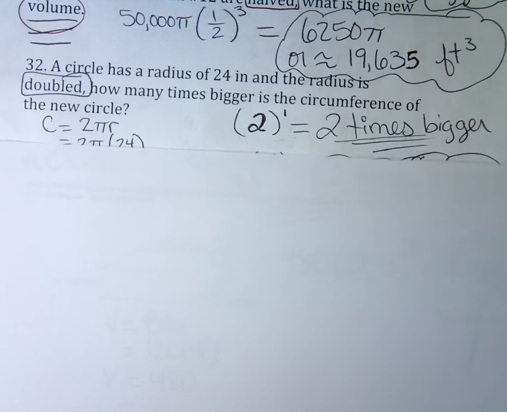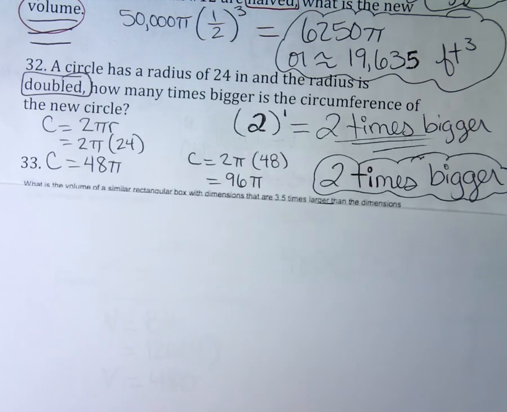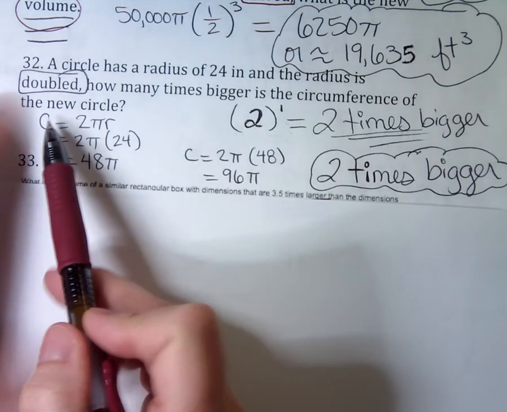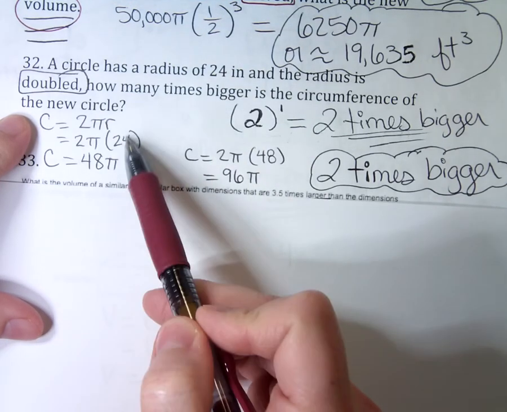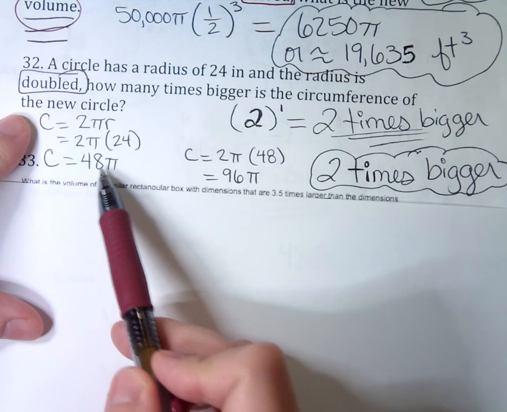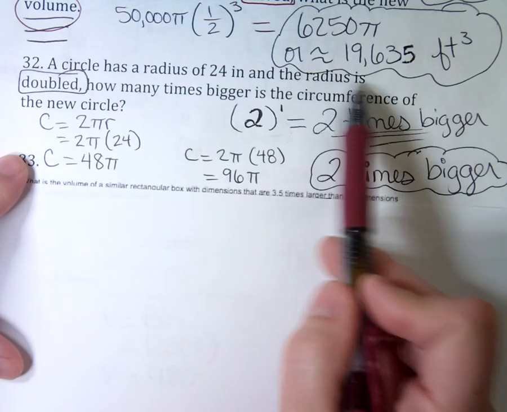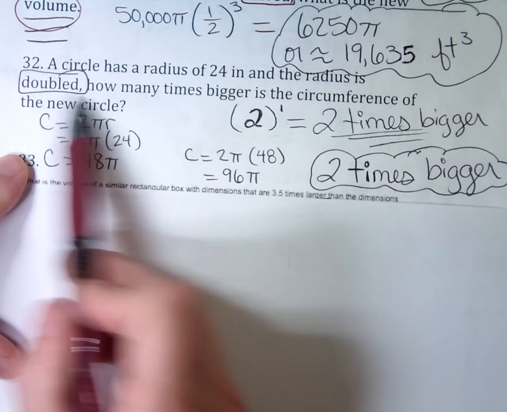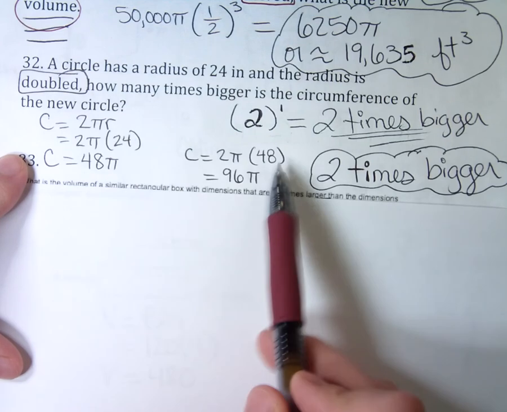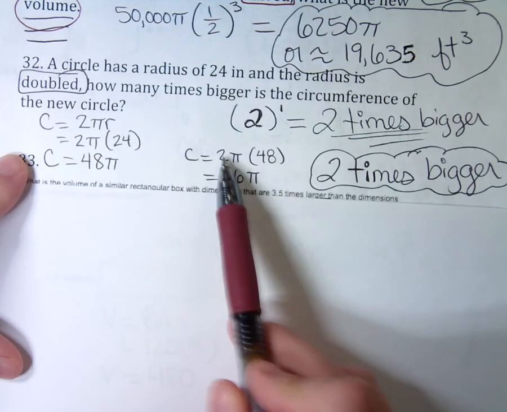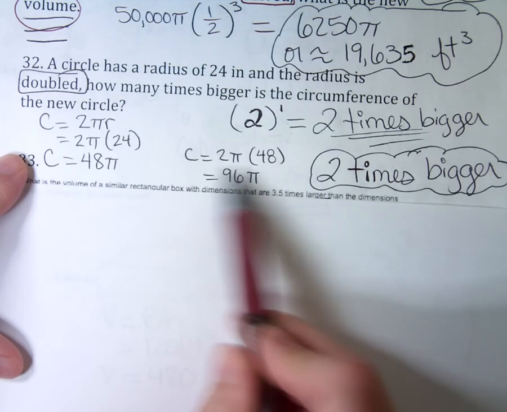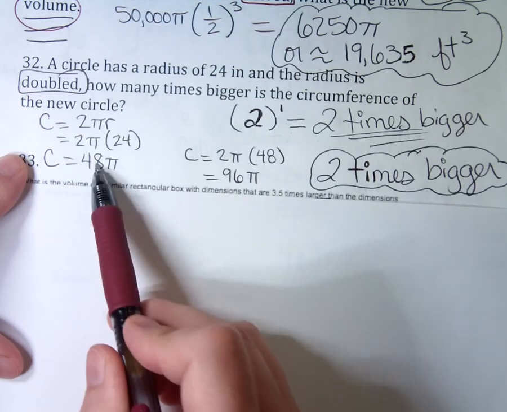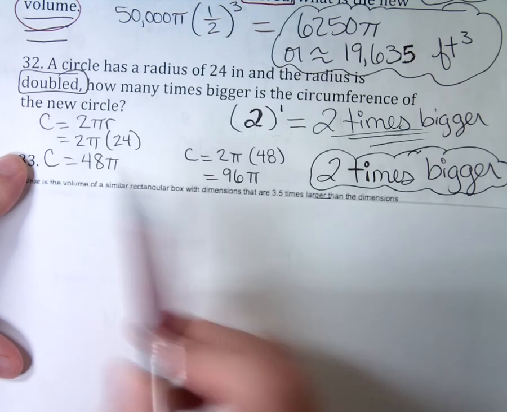And then I actually worked it out so you could see it for yourself. So I wrote down the formula for circumference. If the radius is 24, I put 24 in the R. When I work this out, I get 48 pi. Then I actually did double the radius like it talked about. So if I double a radius of 24, the new radius is 48. And when I work this out, I get 96 pi. So you can see that the new circumference actually is 2 times bigger than the original.